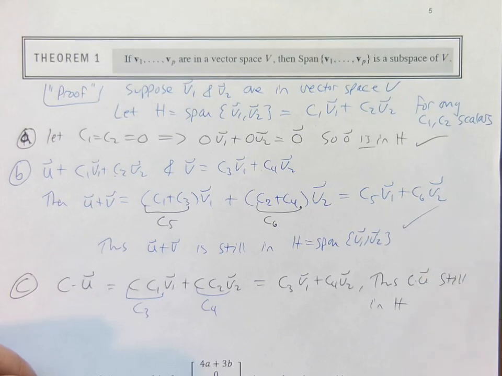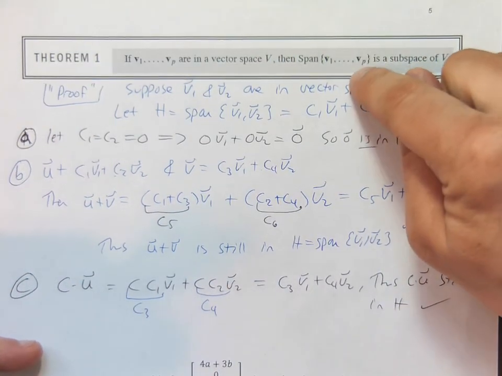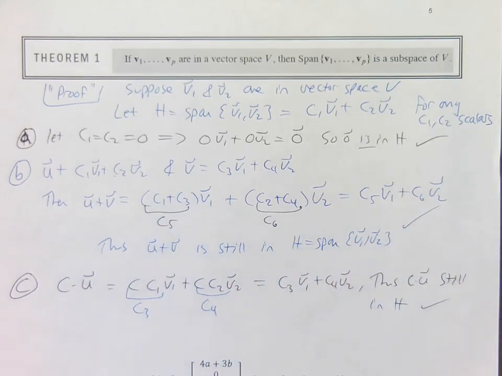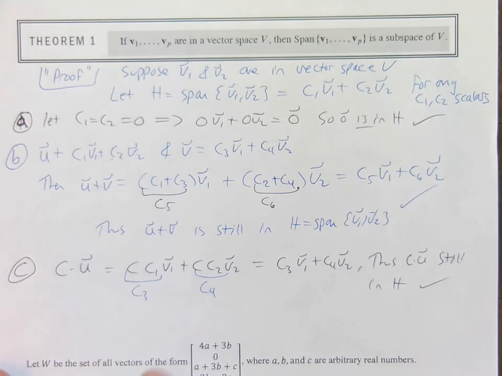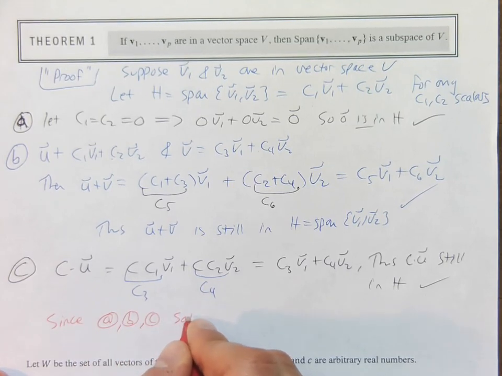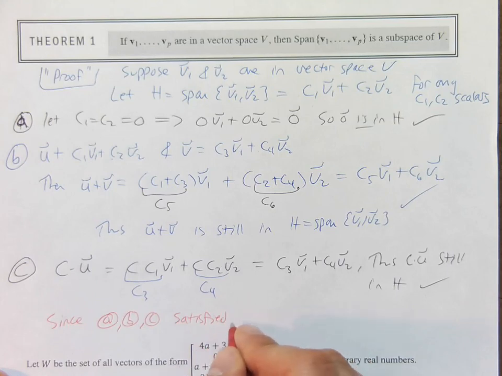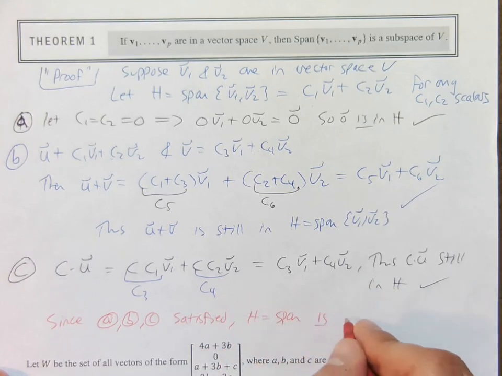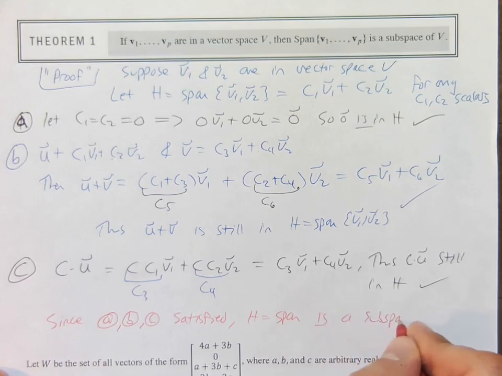And so the second property got showed, the third property got showed, and so A, B, and C were satisfied. And so this is just sort of proving to you that if we have the span of vectors in a vector space, we know that it itself is a subspace. So the idea is that since A, B, C are satisfied, H equals the span is a subspace of V.